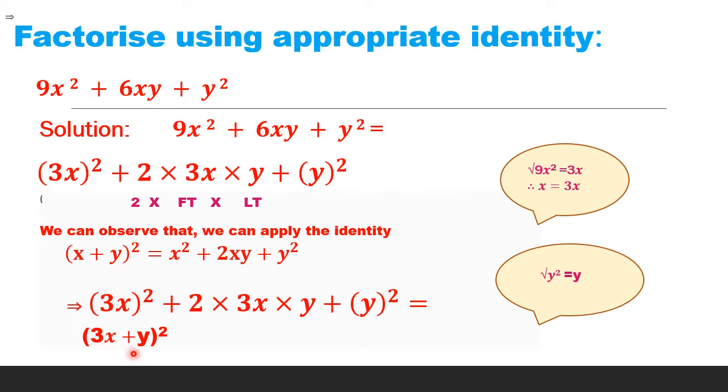And for this sum, we will replace x with 3x and y with y. Hence it is 3x plus y whole squared.